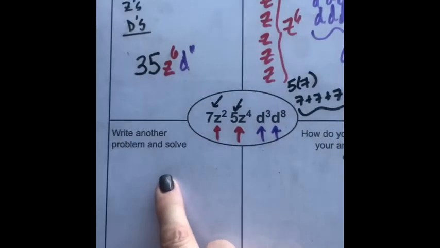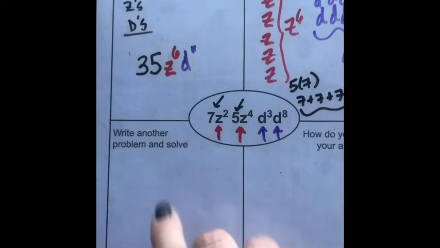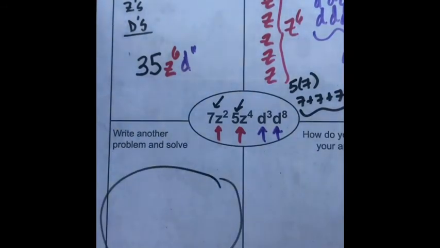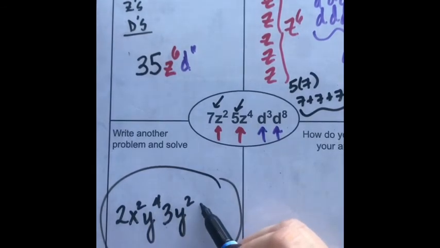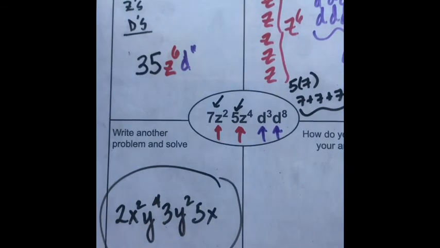So down here where it says write another problem and solve, try it. Create another problem on your own right here. Make one up. It doesn't matter how big it is. I'll make one up right now. Let's say 2x squared y to the 4th, 3y squared, 5x. That's mine. So now, how do I know my answer is correct? Let me go over here and put my answer.